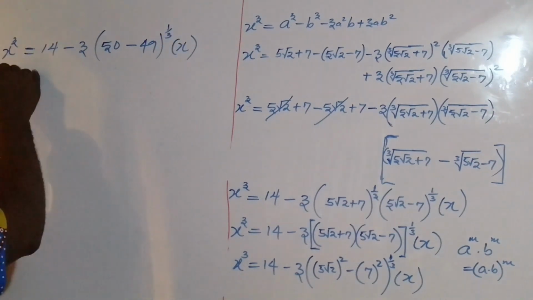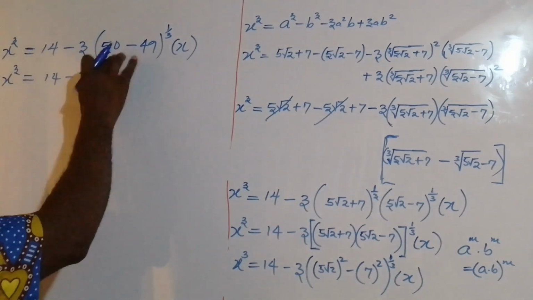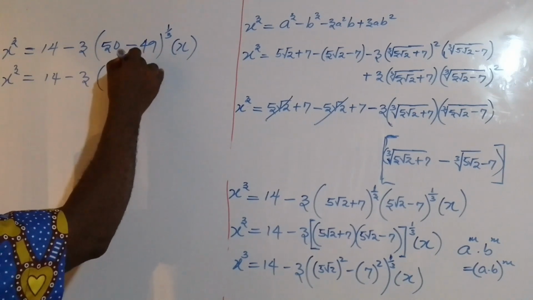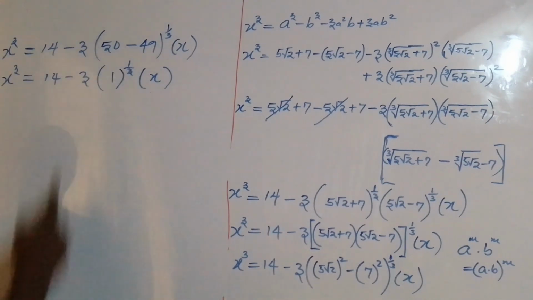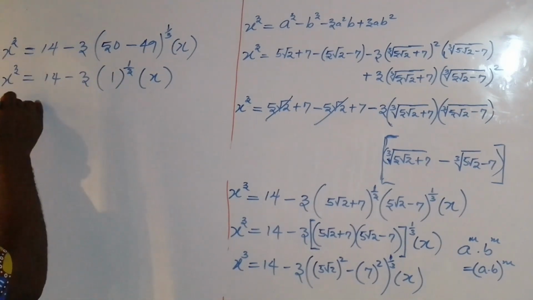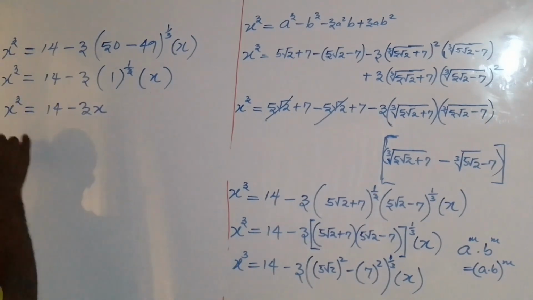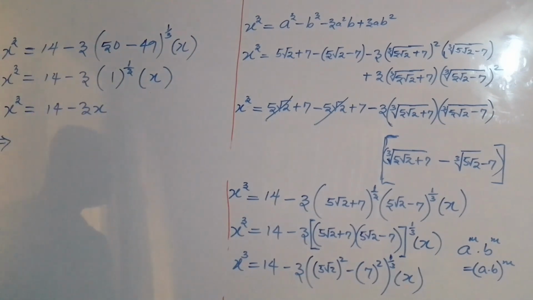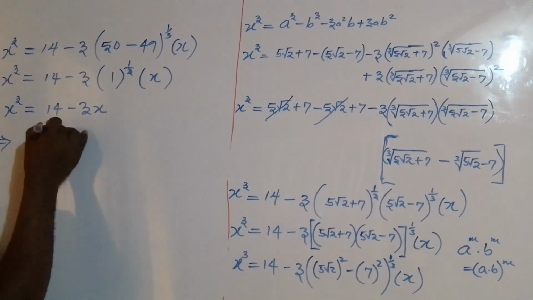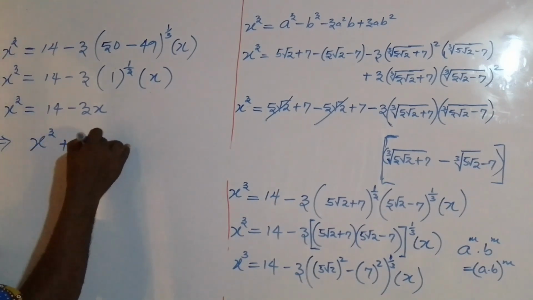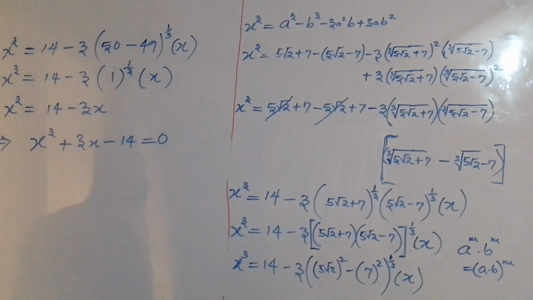So now this becomes x cubed equal to 14 minus 3 times the whole of this, which is 1 to the power of 1 over 3, times x. Of course, 1 to the power of 1 over 3 is 1. So we have x cubed equal to 14 minus 3x. So this now becomes a cubic equation. I'm going to change this to a standard cubic equation, which is x cubed plus 3x minus 14 equal to 0. So I need to solve this now for the values of x.